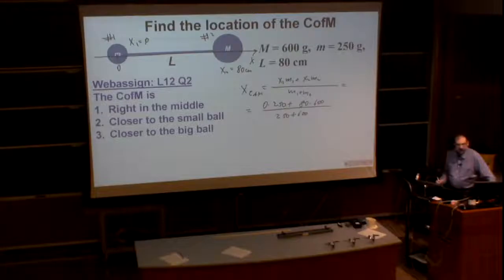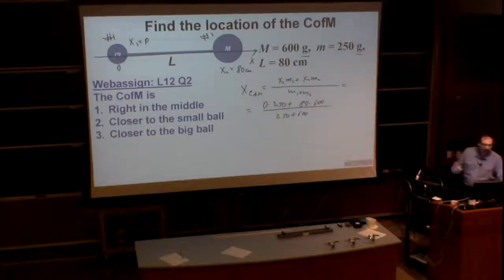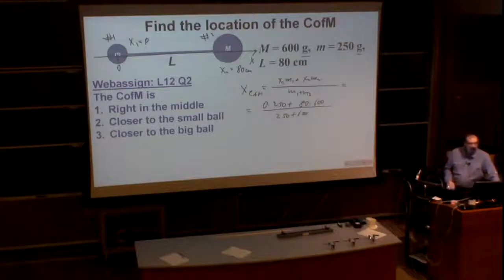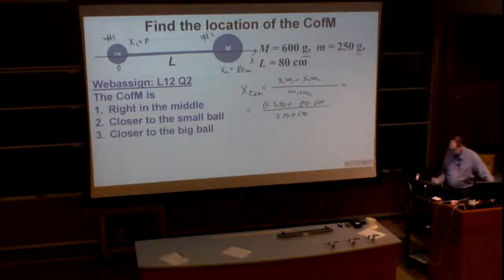As you can see, I didn't even convert any units. First of all, I don't really need to convert grams into kilograms because units of mass get canceled. We have mass in the numerator, we have mass in the denominator, grams over grams, kilograms over kilograms, tons over tons getting canceled. And whatever unit we use for L or X automatically gives the unit for the center of mass coordinate, which will be centimeters. Well, now we need to calculate this number.